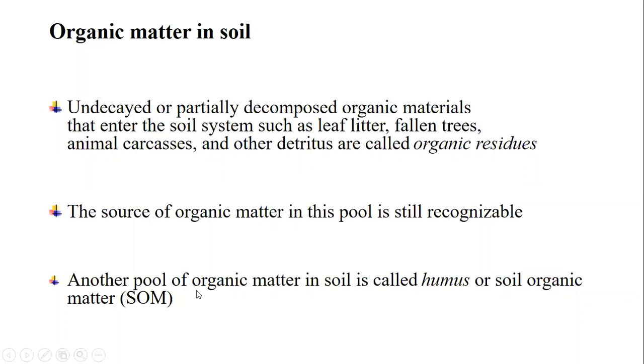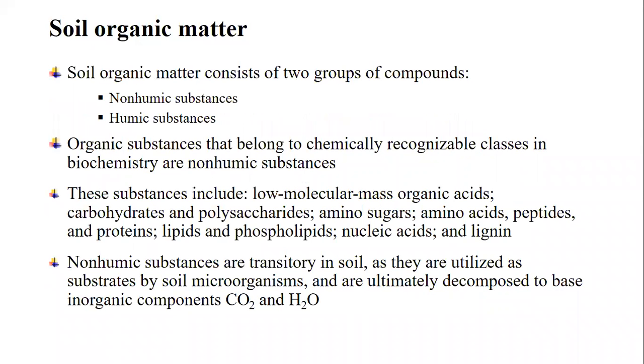Another pool of organic matter in soil is called humus or soil organic matter. If you remember in the undergraduate course, we said that humus and soil organic matter are synonyms. They mean the same thing. Whenever you say soil organic matter in soil chemistry, we mean humus only, not any other, no residues, no partially decomposed material. The word pool, or component, we will go through this again. We will use this term again a little later.